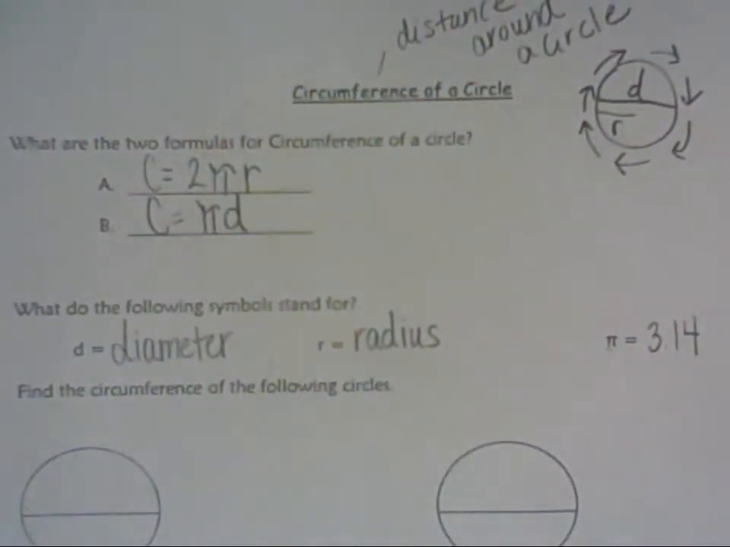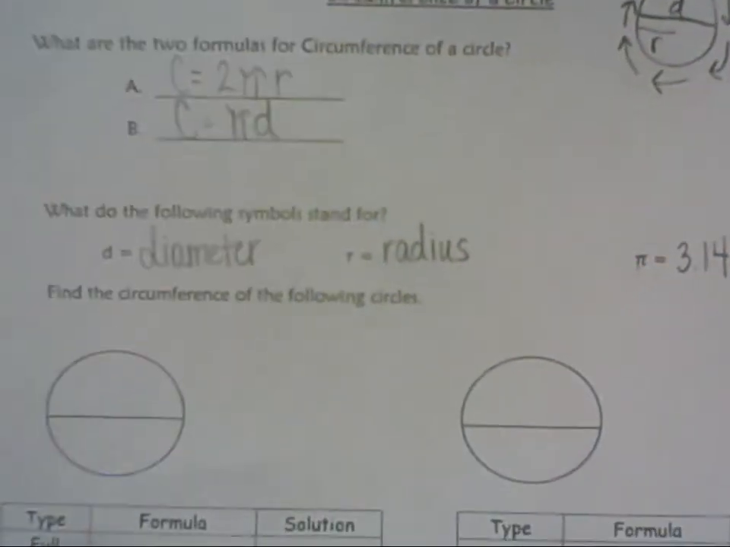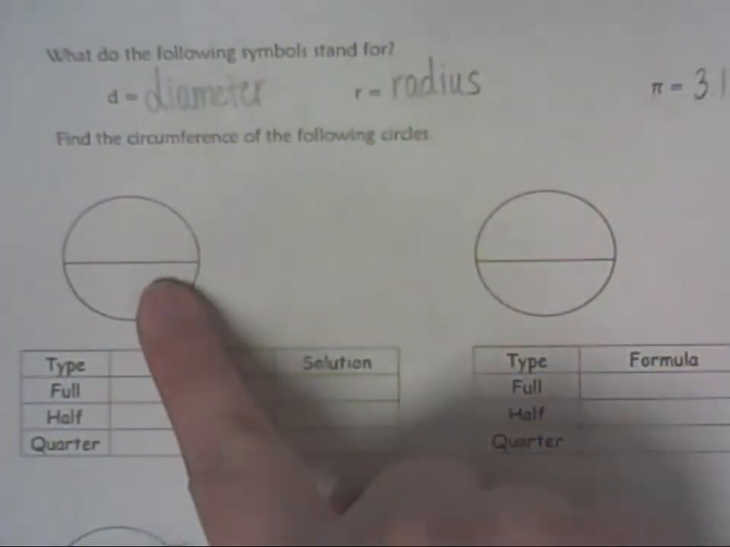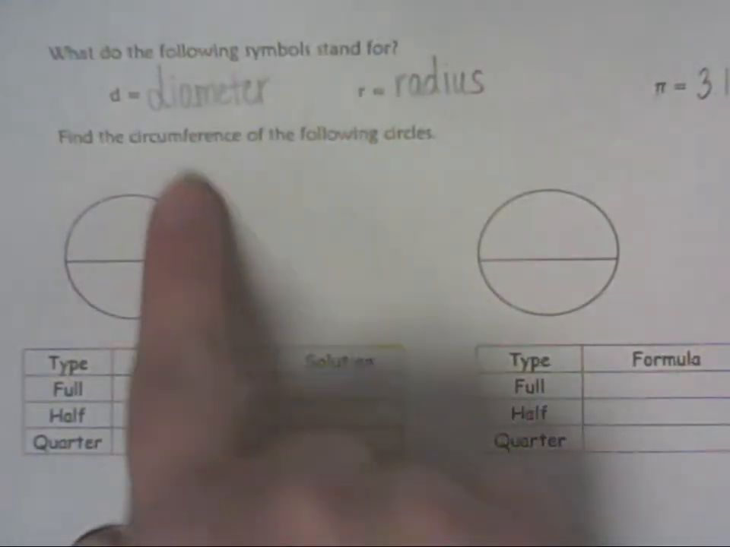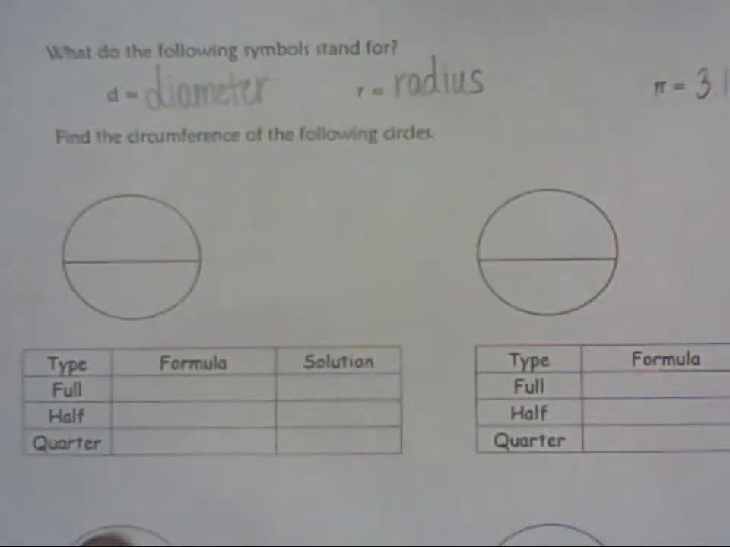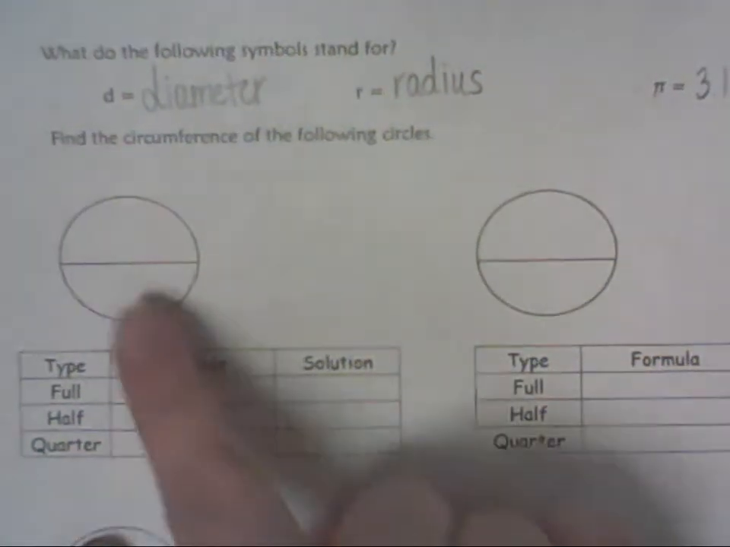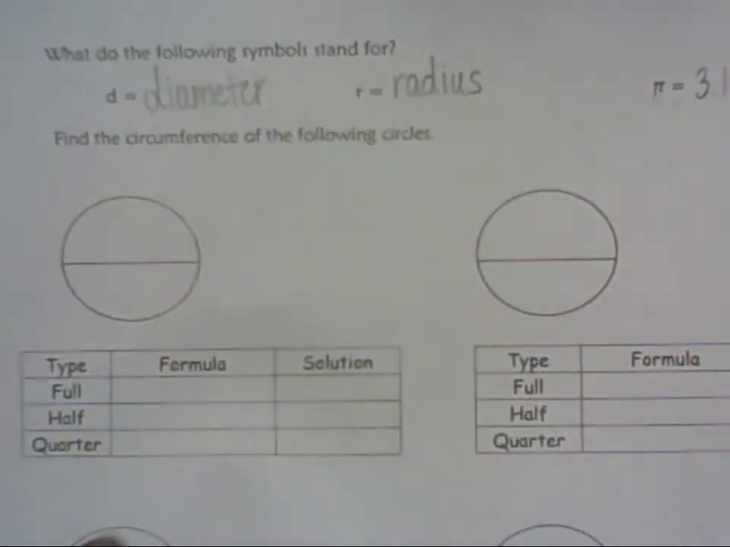Okay, so remember we need to find the formula, write the formula, plug the numbers in. So if you look down below, we have a circle. What is drawn in the circle? The radius or the diameter? Yep, the diameter, because it goes all the way across.